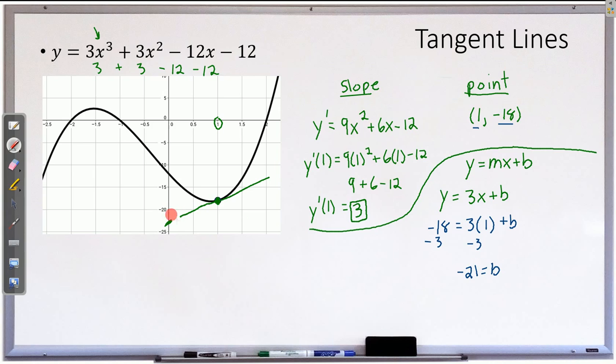And you can see pretty close here. It's probably actually supposed to be right here, but my drawing is not that great freehanding it. But it actually looks reasonable. So now that we know what b is, we can finish off our equation. y is equal to 3x minus 21. And so now we have the equation of that tangent line. Hopefully that looks reasonable. 3x minus 21 is that equation.